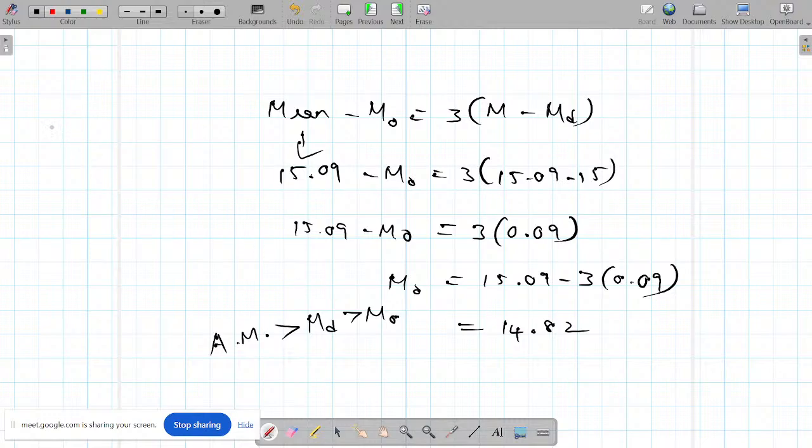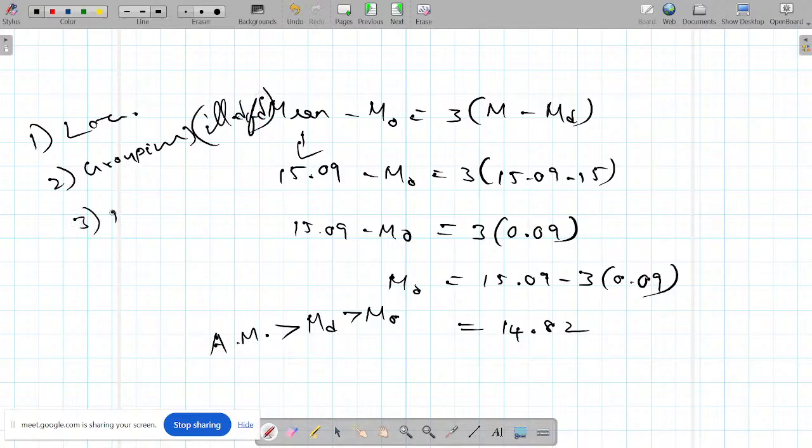So actually, till now we have three methods. One is location method. Second is grouping method. Not always the grouping method. When we use the grouping method, when there are high jumps, then even though using grouping method, if I do not get the mode value, then I go for using the empirical relationship. In some cases we get this relationship between the three averages, but not always. Yes, please make a note of it.